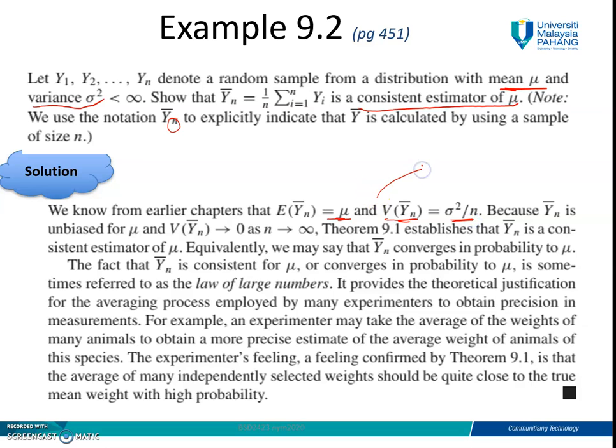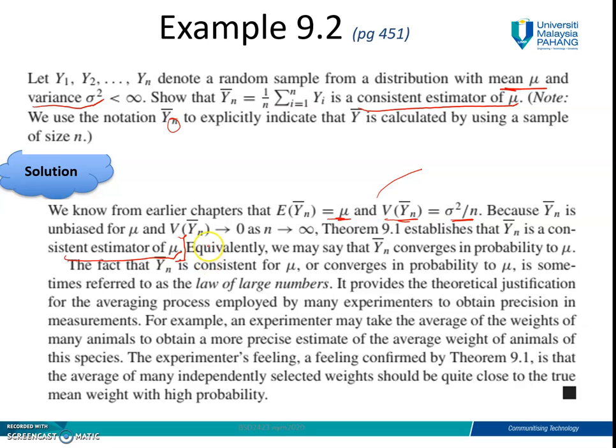If you remember from the previous video, in the early chapter, Y bar n is unbiased for mu, and the variance of Y bar n goes to 0 as n goes to infinity. So theorem 9.1 established that Y bar n is a consistent estimator of mu. You can see the solution is very short. If you understand what the expected value of Y bar n equals, and what the variance of Y bar n equals, then when n goes to infinity this variance goes to 0, so it means it's consistent.